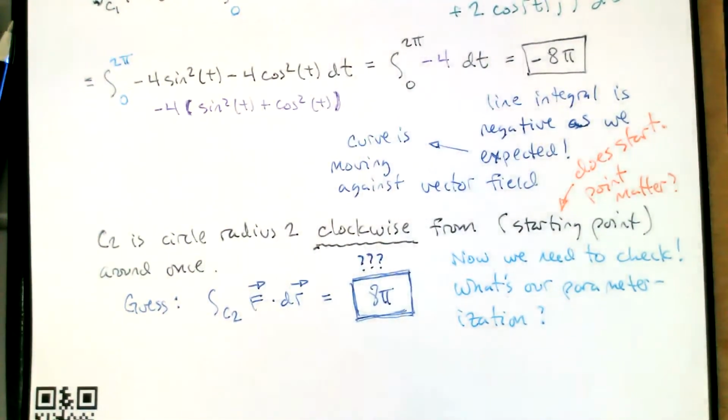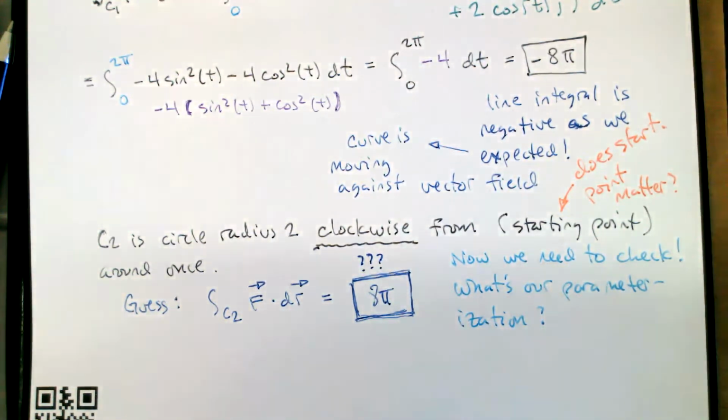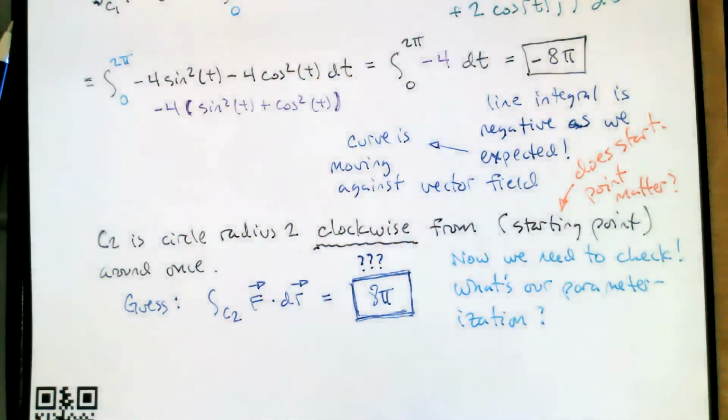That raises a question. Does the starting point matter? What if instead of starting off at 2, 0, I wanted to start off at 0, 2 and still go clockwise or go counterclockwise? Would the starting point matter? Then we need to think why or why not. What if I started off at 0, 2, went around once counterclockwise? What would change?